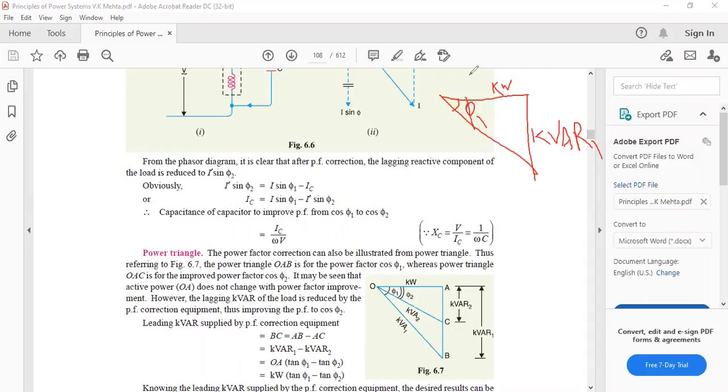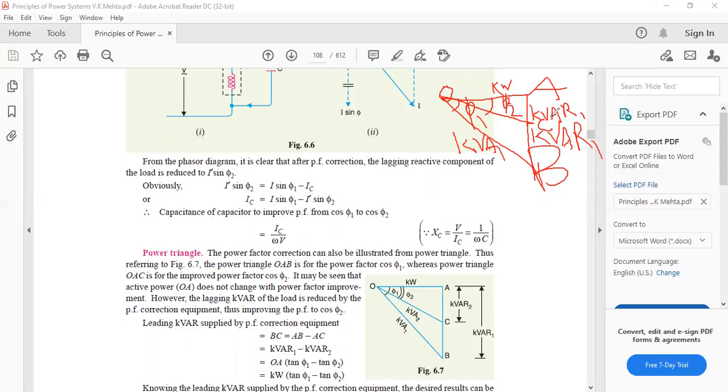After installation of the capacitor, the vertical component side is reduced. Take this as kVAR2. Now we need to calculate how much leading kVAR is supplied by your capacitor. This is the angle between these two. Now we are going to calculate. Name the sides OA, B. This is the previous one, and this is C after installation.